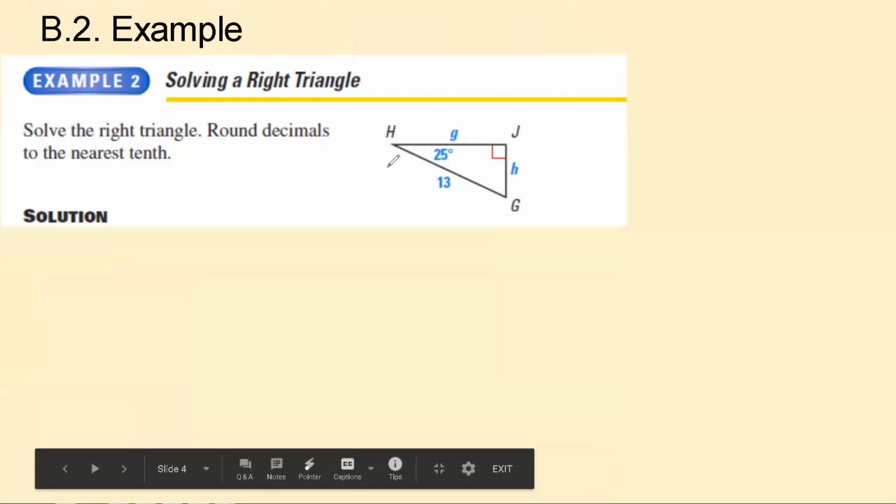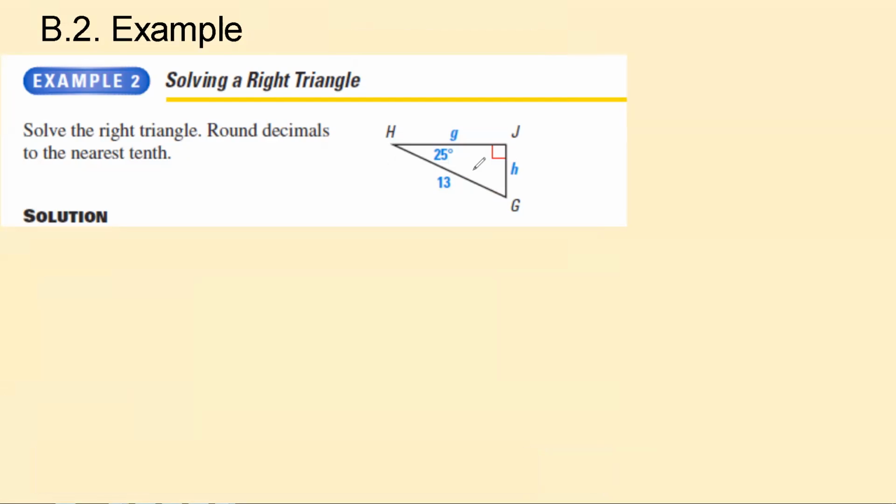Okay. So let's say we're given this right triangle and we want to find the values of G and H. First step we're going to do is we're going to label our triangle from the given angle. So we're given that angle H is 25 degrees. This side would be opposite angle H. 13 would be the hypotenuse, which means G has to be the adjacent side. So that's the first step.